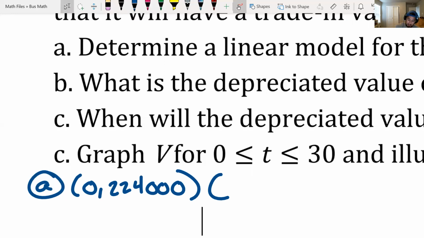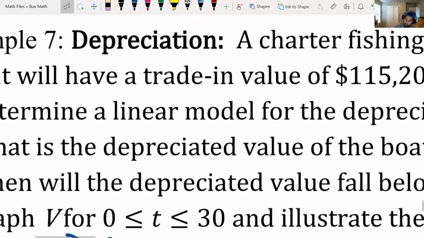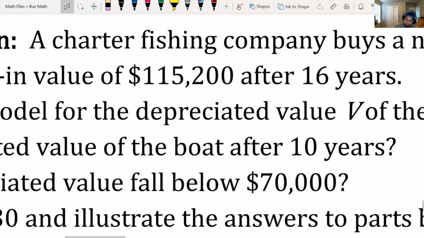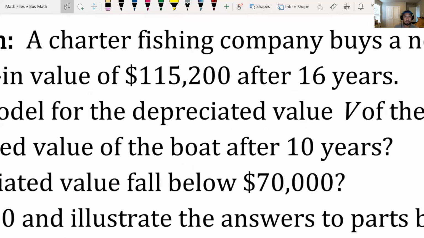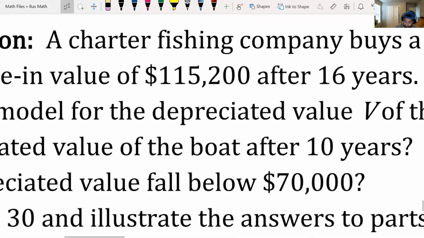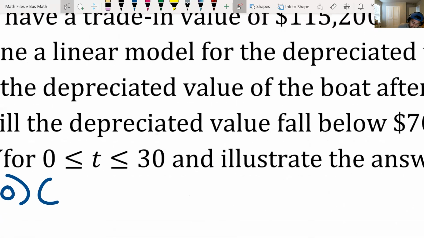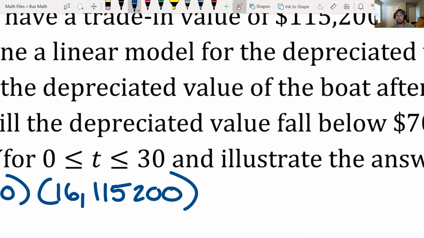The second point is we want to know after 16 years, this boat will be worth $115,200. So there's our second point. So 16 years, $115,200. Okay, excellent. So we have 2 points. What can you find between 2 points? Slope. Let's do it.